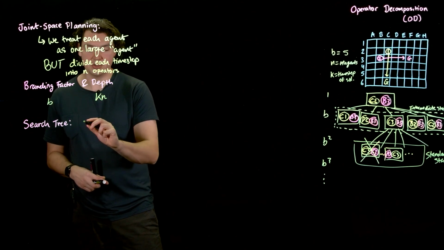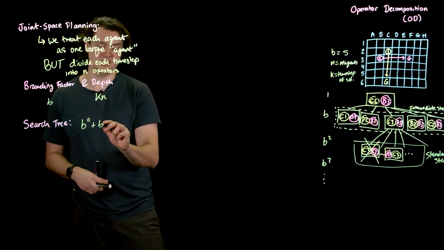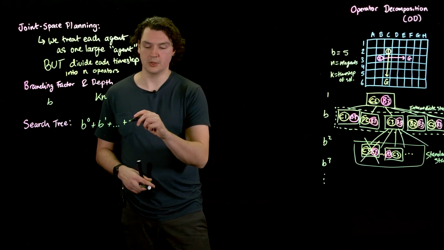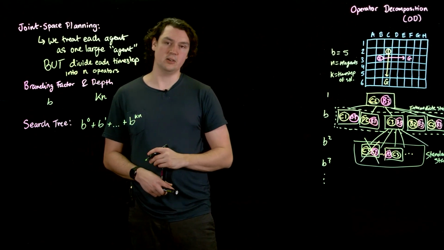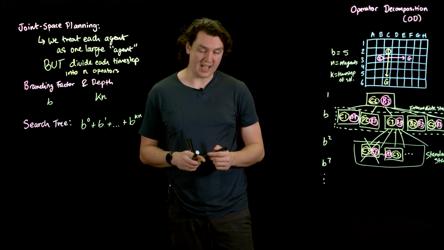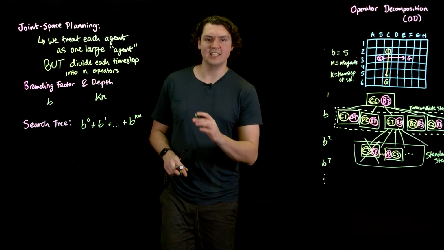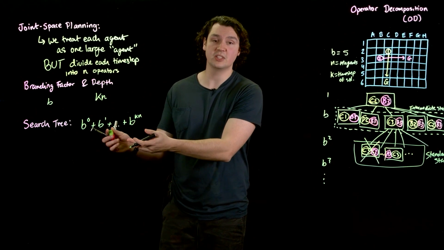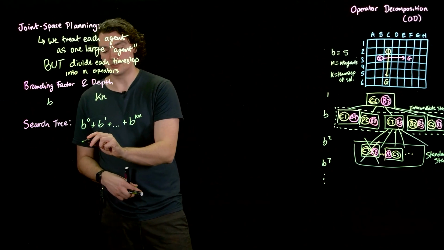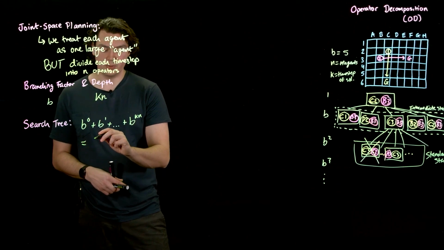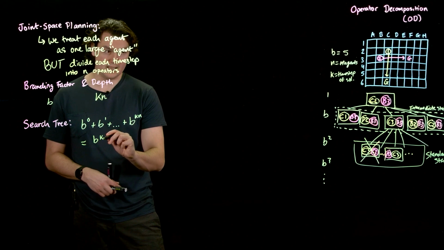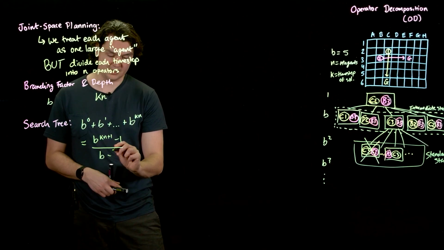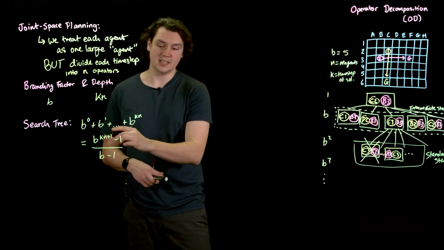Now, to reason over the search tree size, well, this is actually extremely easy. It would be plus b squared, plus b cubed, and so forth. It's just b to the depth of the solution, kn. Okay, so that is interesting. To write out the full size of this geometric series, I use the formula, and essentially what we arrive at is b to the kn plus 1 minus 1 over b minus 1. Okay, this is very, very similar.